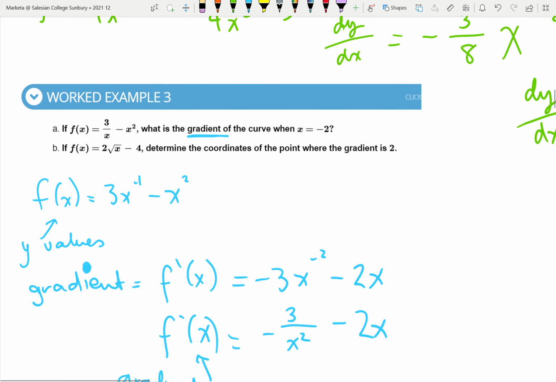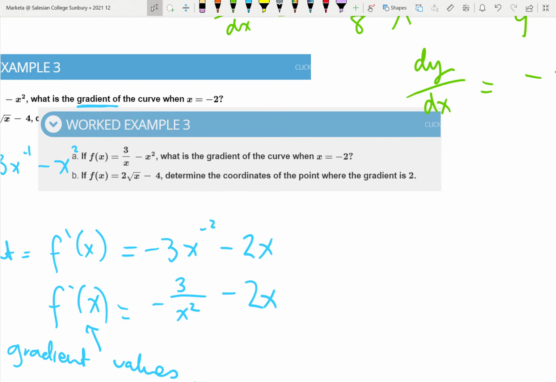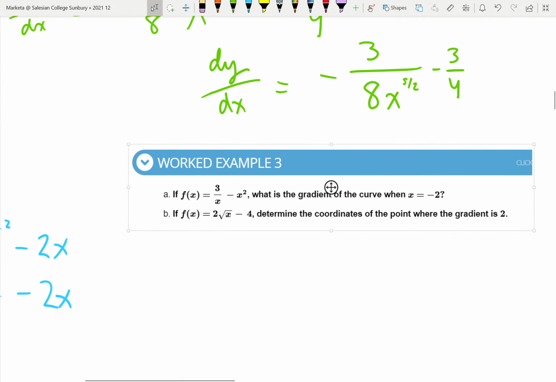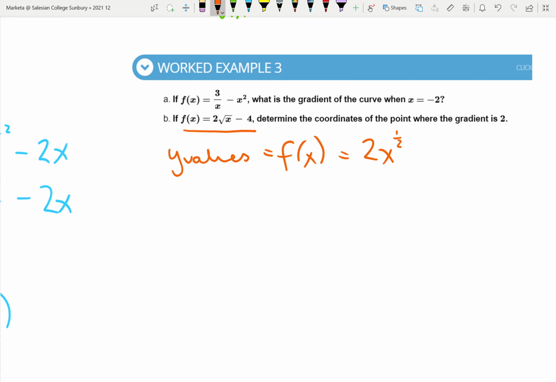All right, let's see. Part B. Let's move it here. So if f of x is this, that's our y function, so y values are given by f of x, which is 2x to the half. We want to get rid of roots. They're not nice to work with. -4. So that gives us our y values. Determine the coordinates of the point where the gradient is 2.